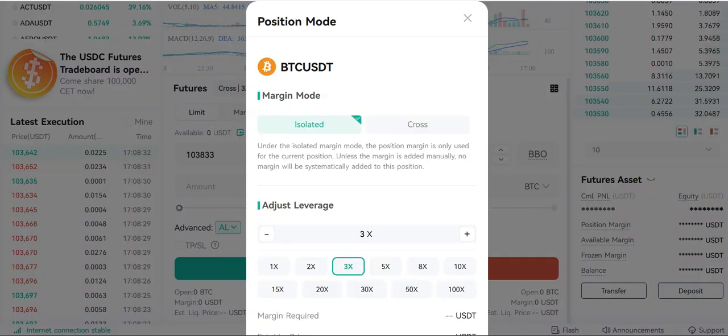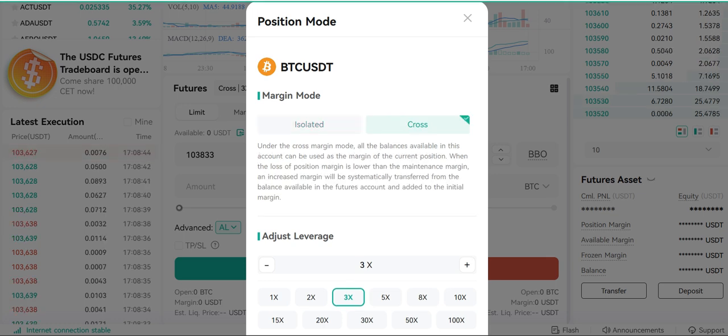Now we've got the isolated and the cross margin mode, and what this means is that in isolated mode you can only add to a current position, and with cross you can actually use a different position. If you've got, for example, a Bitcoin and an Ethereum position, then in that case you can swap. If one of them is doing better than the other, you can actually manage your margins in a way so that it can be passed over to the losing position, and so you don't get liquidated.